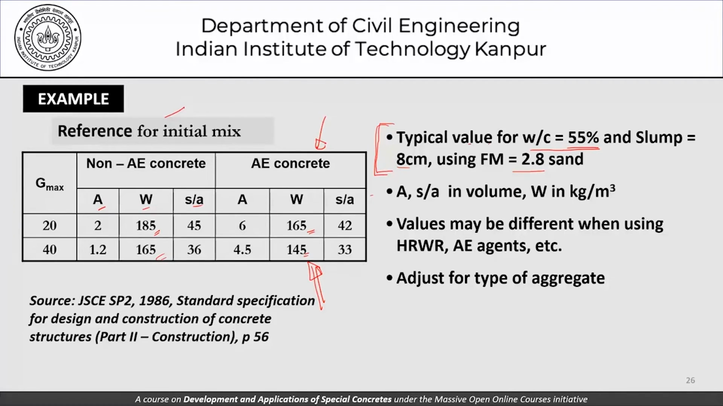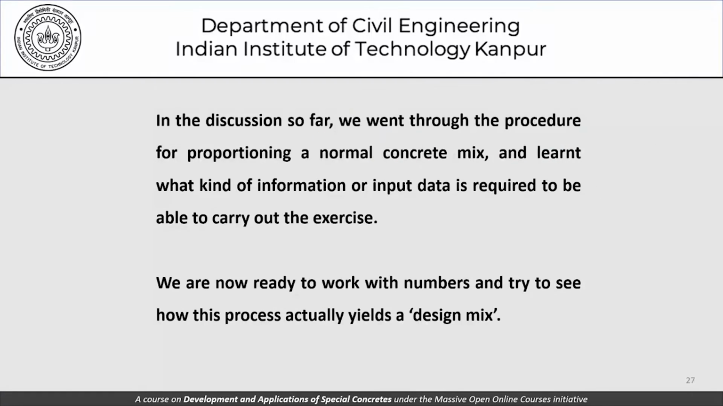Air, S by A are in volume, water is in terms of kgs per cubic meter, and values may be different when using high range water reducers, AE agents and so on, and we need to adjust a little bit for the type of aggregate. The idea being that when I said that you need to do some trial batches, the trial batches are always difficult to get started with. So this kind of a table for this kind of a standard concrete helps us get started.